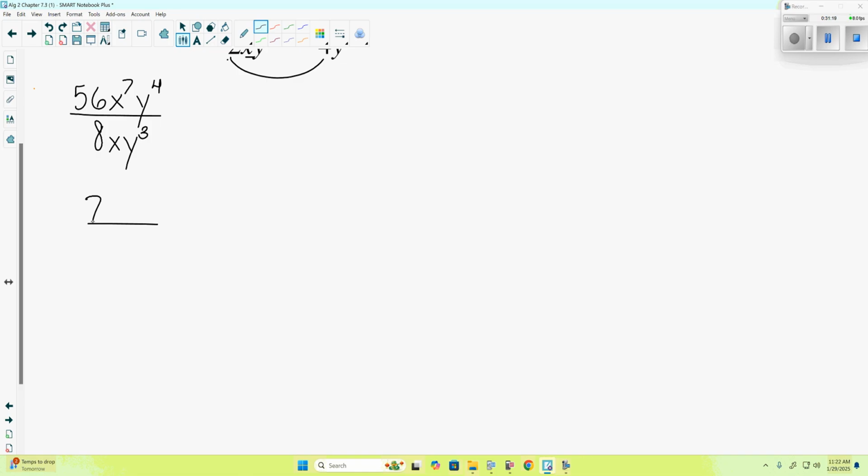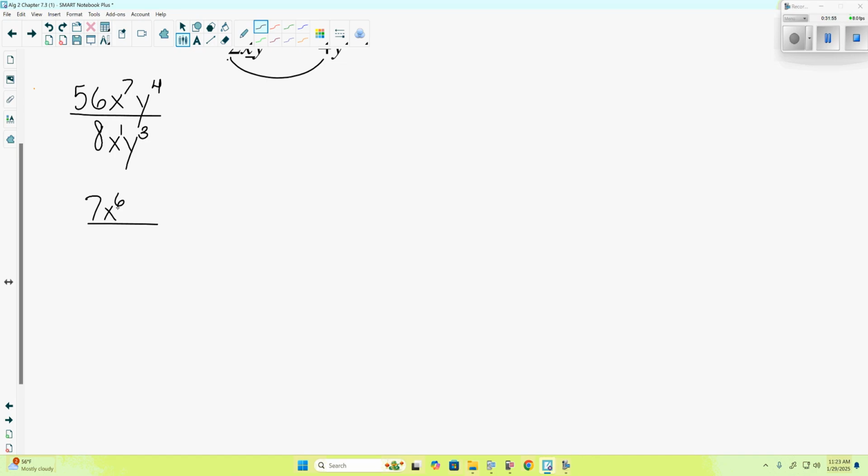Now the next one we have is our variable, x to the 7 over x. Now when we multiply like bases, we add the exponents. When we divide like bases, we would subtract. So even though it's not written, the exponent on bottom is 1. So we're doing 7 minus 1. Is it bigger on top or bottom? If it's bigger on top, it stays on top. If it's bigger on bottom, it stays on bottom. So x to the 6 is on top.